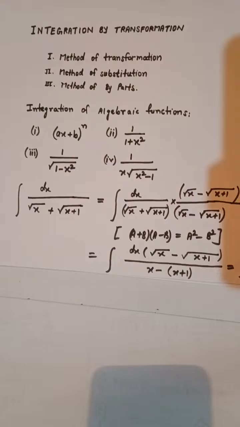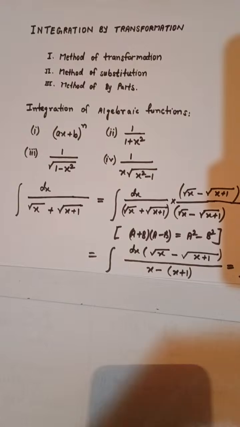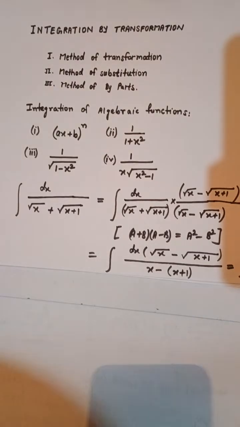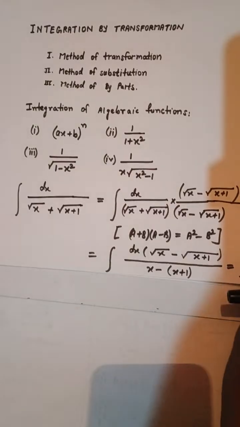So integration of trigonometric functions includes sine, cos, sec square, cosec square. These all things are there in the function. So how can we solve that? We have some standard formulas, and based on these standard formulas we can evaluate and solve the problem. So let's do it here.